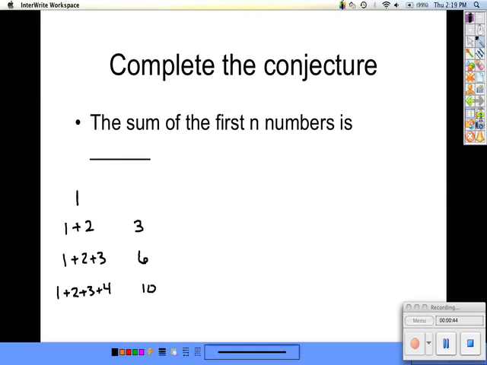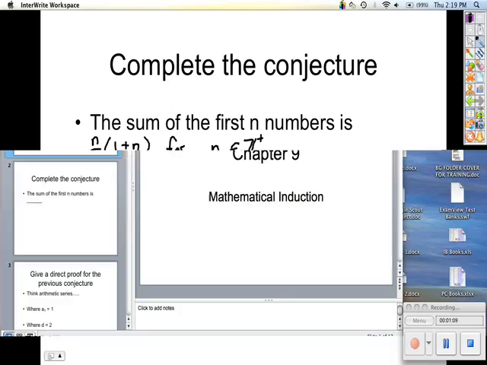And what we're trying to do is look for a pattern here. The pattern that we can figure out is that this is n divided by 2 times 1 plus n, for n being an element of the positive integers. This is a conjecture, it's unproven.